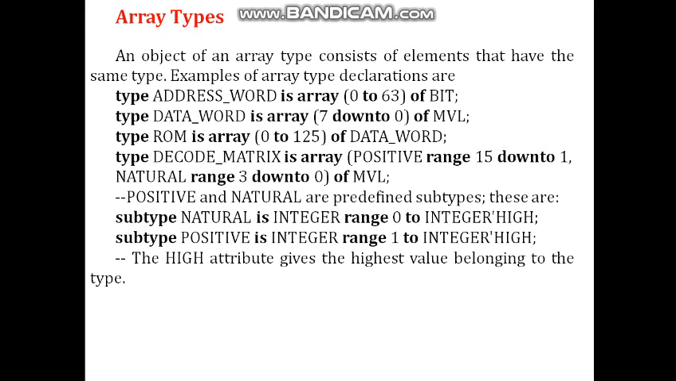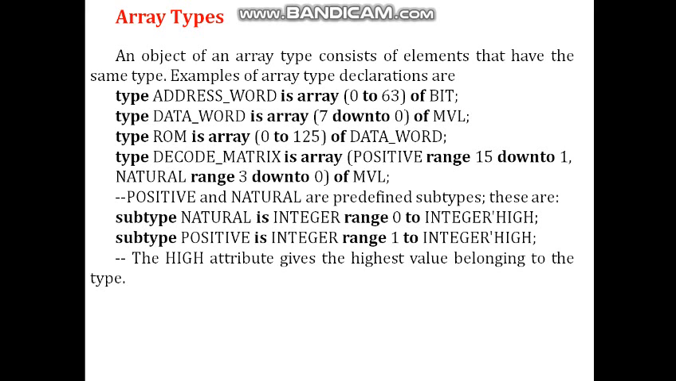For example, array type declarations are: type address_word is array 0 to 63 of bit. Type data_word is an array of 7 down to 0 of MVL. Type ROM is array 0 to 125 of data_word. Type decode_matrix is an array of positive range 15 down to 1, natural range 3 down to 0 of MVL.